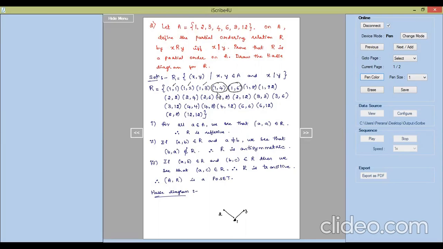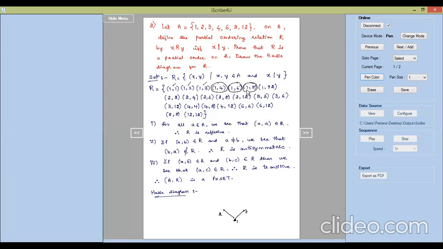This circling I am doing just for your reference. Okay, you need not do it. For your reference I am just circling these ordered pairs. Now next is 1 comma 8. Again 1 comma 8 will be obvious because there will be an edge from 1 to 2, 2 to 4, 4 to 8. Correct? So that is why 1, 8 will be obvious. I repeat, there will be an edge from 1 to 2, 2 to 4, 4 to 8. So 1, 8 will be obvious, so we need not show it explicitly.